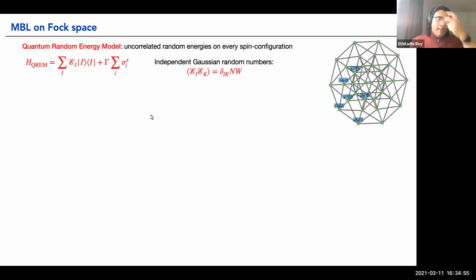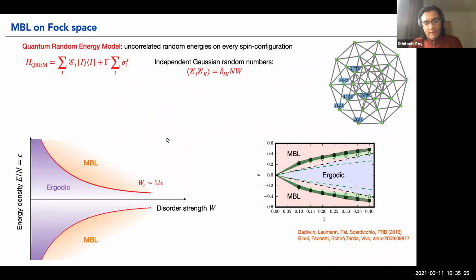Okay. So then the point is that this is the quantum random energy model, and this is something that has been studied quite well. The essential result is that if you take a phase diagram like this, where on the x-axis you have the disorder strength W, or W over gamma if you want, and on the y-axis you have the energy density, then basically at all energy densities you have an MBL transition, except at zero energy density. At zero energy density, the system is always ergodic.